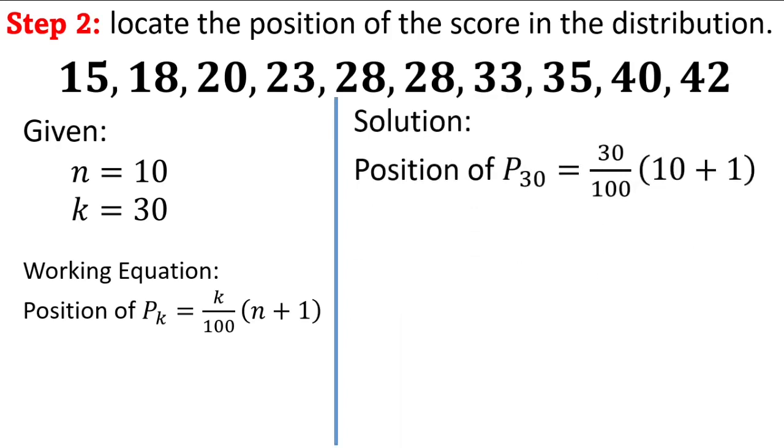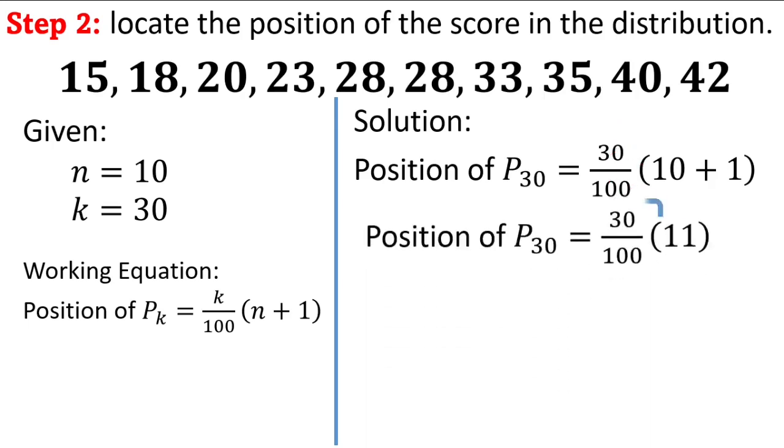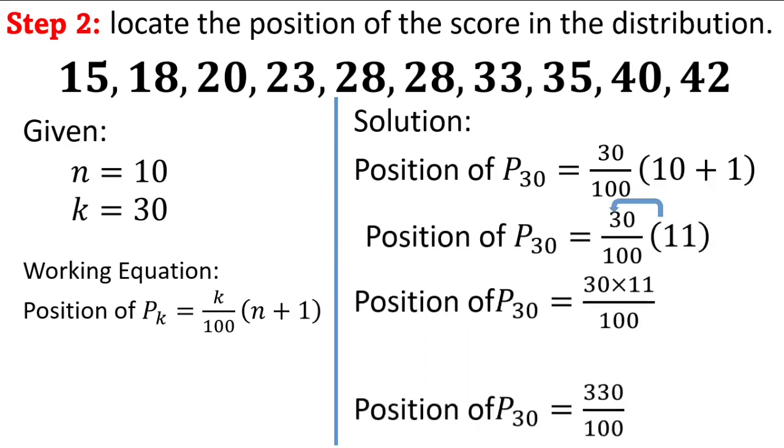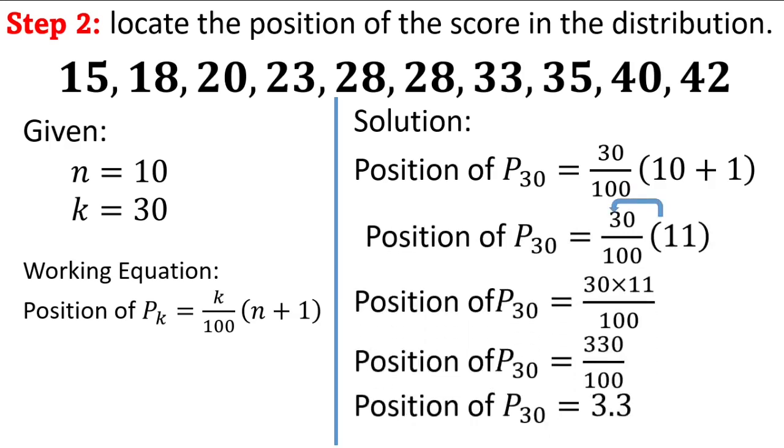So we will now have the position of the 30th percentile is equal to 30 over 100 of 10 plus 1. Actually, you can already do cancellation here. 0 and 0. Okay? But, pakita muna natin yung diretsong computation. Okay? So, 10 plus 1, that is 11. And 11 times 30, that is 330. Divided by 100, that is 3.3. And 3.3 is approximately equal to 3.